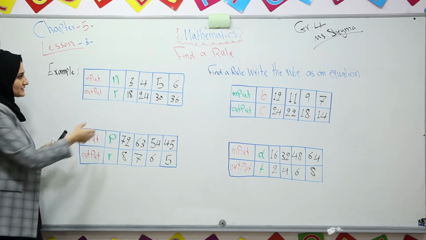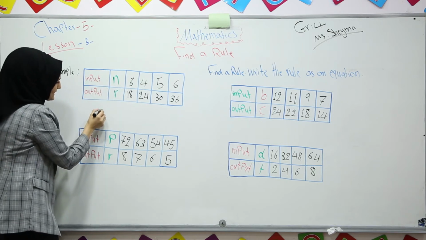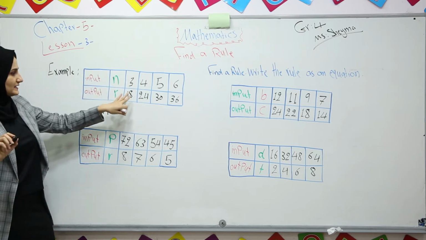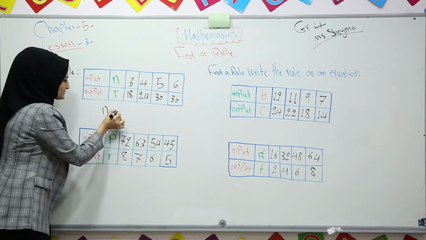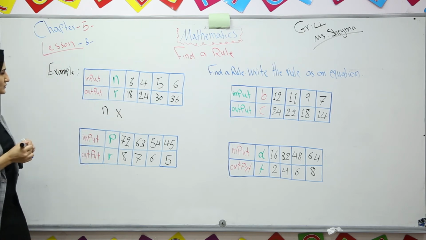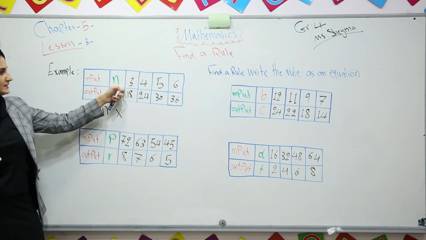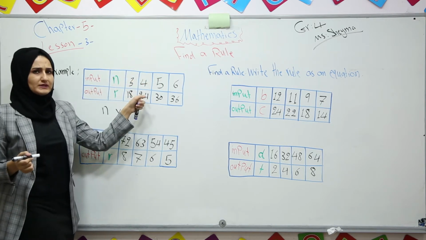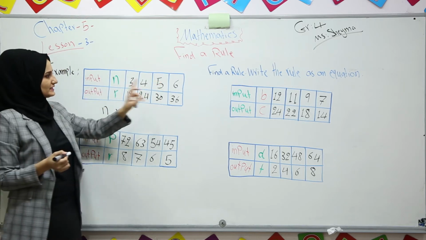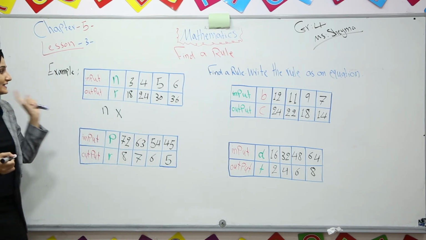Okay, now let's write a rule for this box. First, the input number is represented by N. Input numbers are less than output numbers, so use multiply. N times what? Let's think together. 3 times which number is equal to 18? 4 times which number is equal to 24? 5 times which number is equal to 30? 6 times which number is equal to 36?